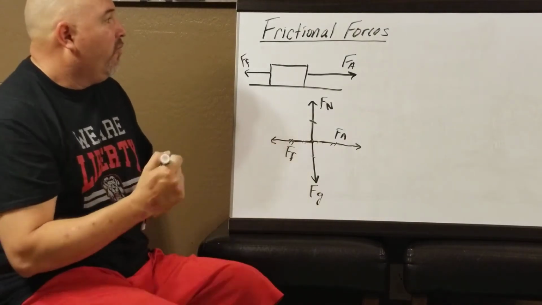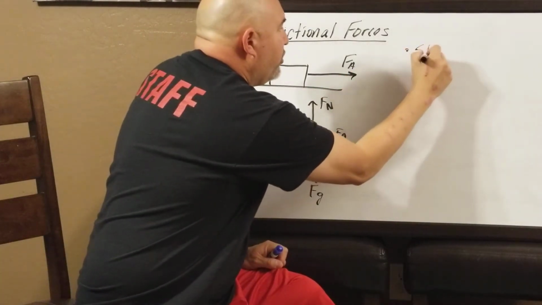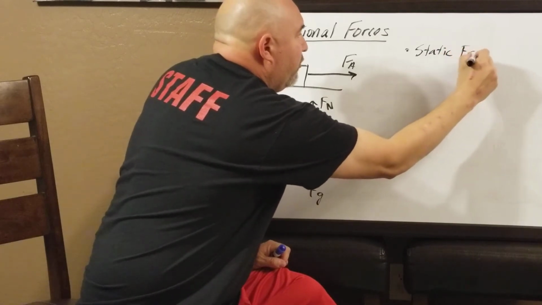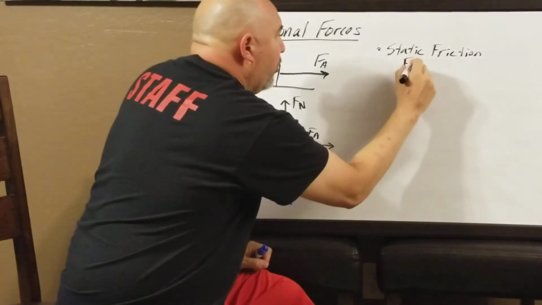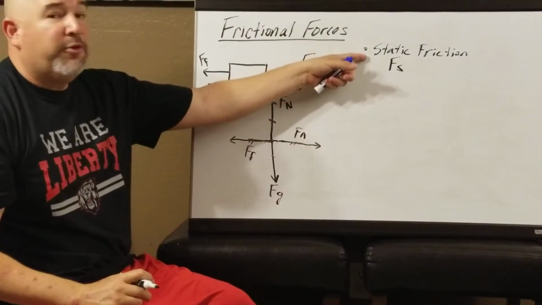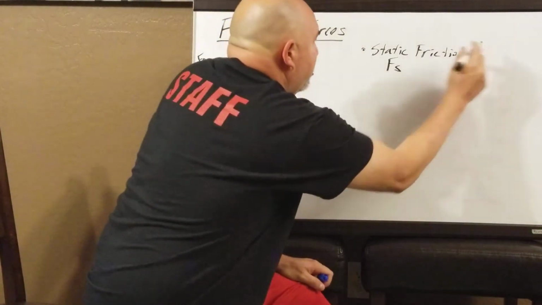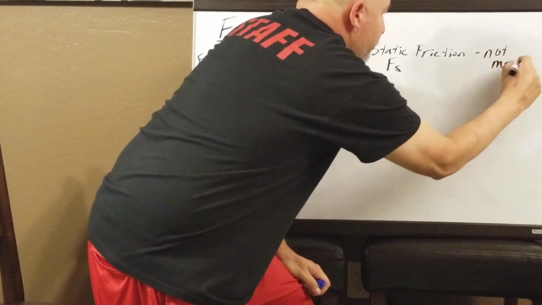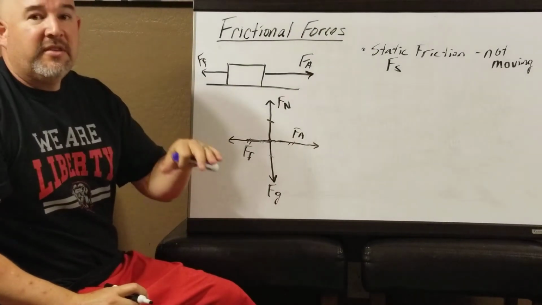So if I wrote that down, my first type of friction is going to be static friction. Static, S-T-A-T-I-C, friction. And that's going to be labeled as force static, so just FS. That is the frictional force when something is not moving. Static, stationary. So I'm going to write not moving, right? Static friction is when something is not moving.